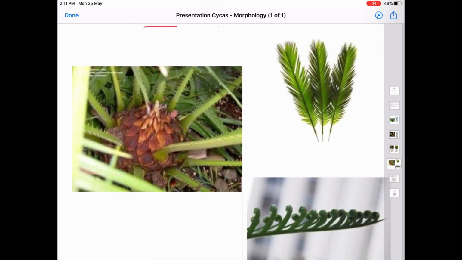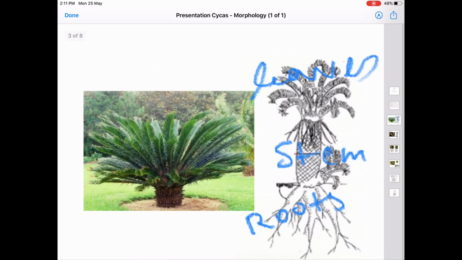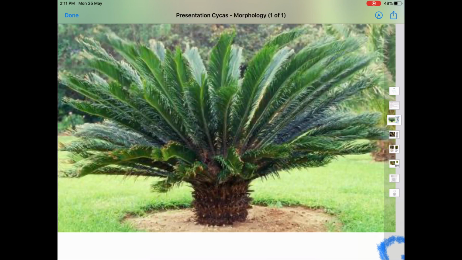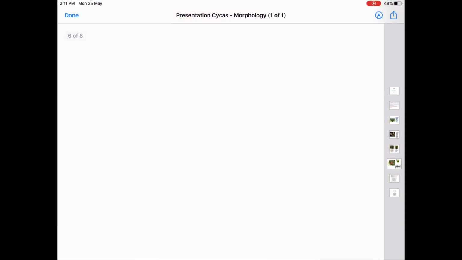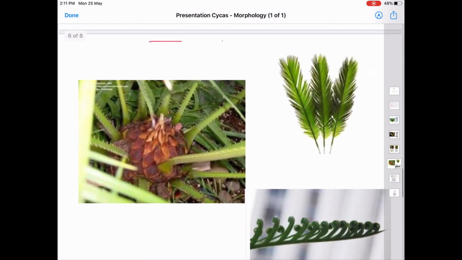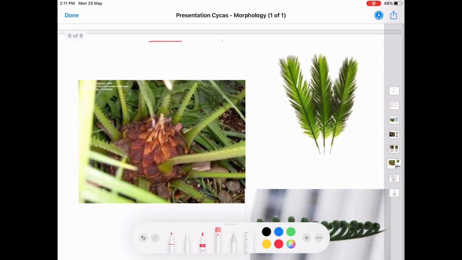Now, coming on to the structure of leaf. The leaves are seen as crown on the apex of the stem. The Cycas shows leaf dimorphism, that is, two types of leaves are produced by the Cycas. The first one is called a foliage leaf, F-O-L-I-A-G-E, foliage leaves or normal leaves.